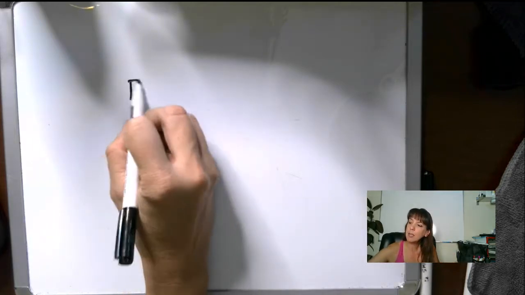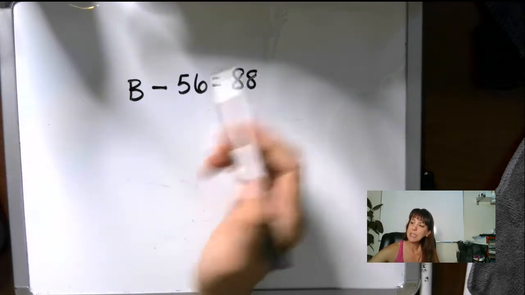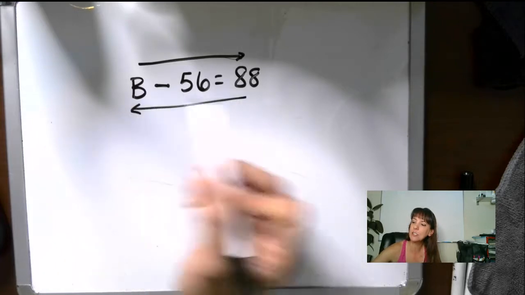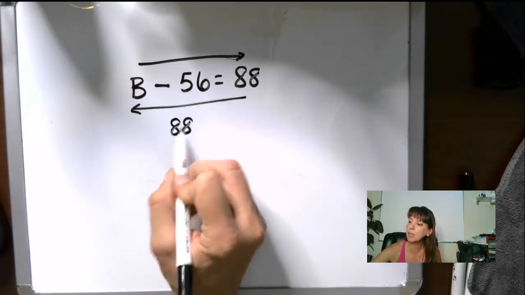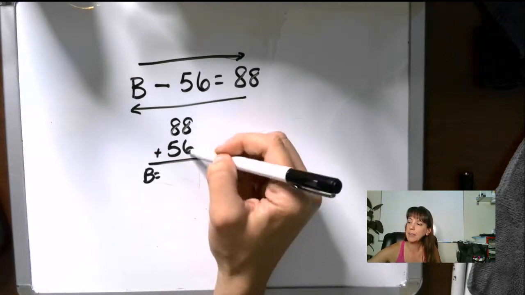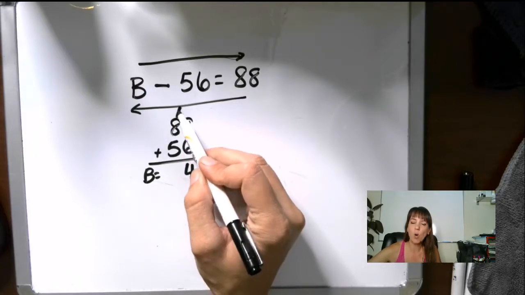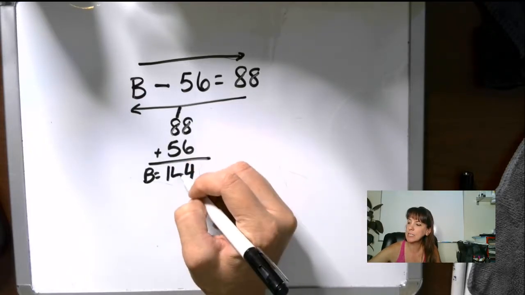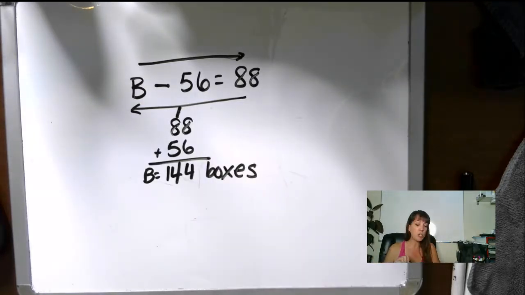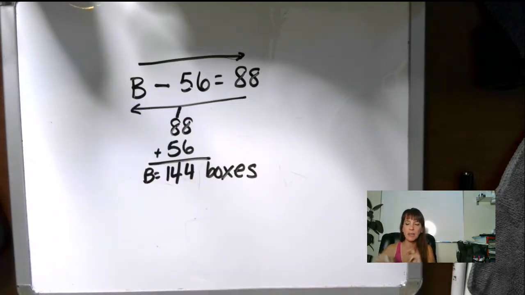So she had some boxes and took away 56. She shipped those, and she had 88 left. If we subtract in that direction, we can add in this direction, and that helps us, right? We get 88 plus 56 equals B. Let's do the math here. 8 plus 6 is 14, and then 8 plus 5 is 13, plus 1 is 14. So 144 boxes. 144 boxes is what she had to start with. And that makes sense. 144 minus the 56 she shipped, you would get 88.